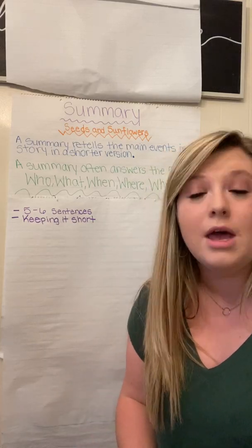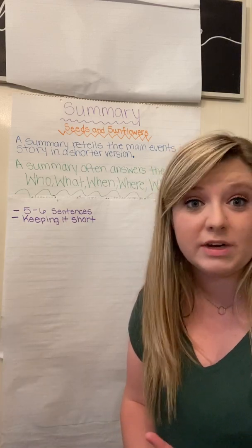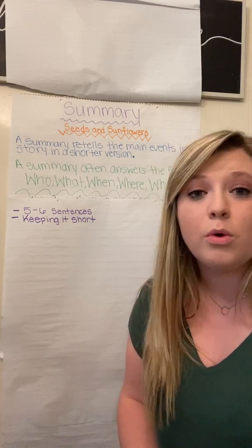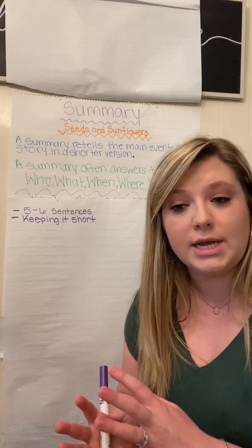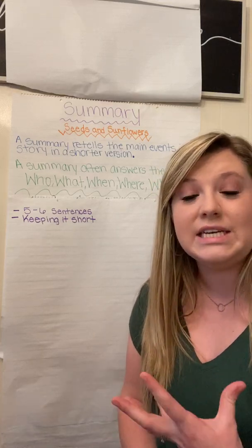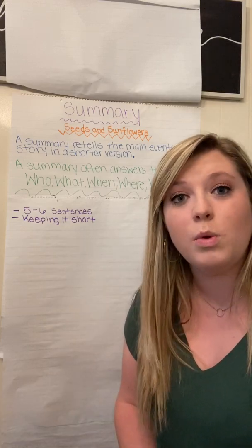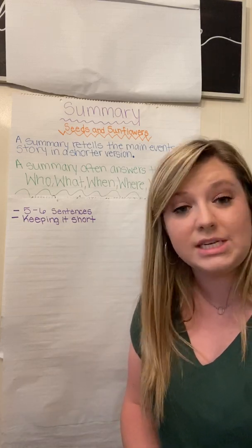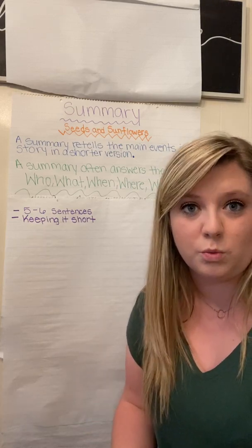So we don't want to write pages and pages of a summary, because that would just be retelling the entire story. What we want to do is retell that story in a short version, only including the most important details from that story. So when we're retelling a story, we don't want to add every single detail that happened in the story. We just want to put the biggest, most important ones.